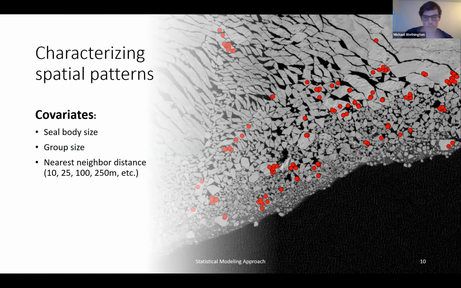We're interested in seal body size, so how large individuals are, and group size, so how many individuals you're going to find from one individual seal. How many other individuals are there going to be within, say, 25, 50, or 100 meters? And there are standard metrics like nearest neighbor distance, so what is the proximity of others close to you, right?